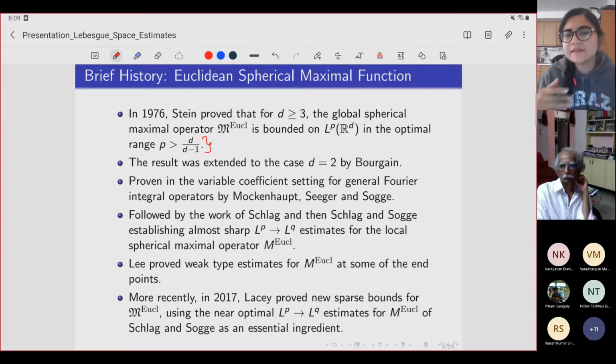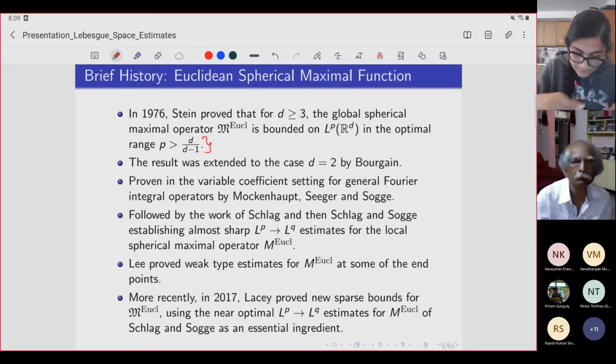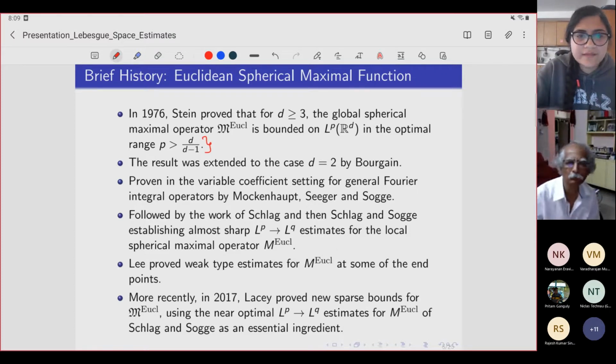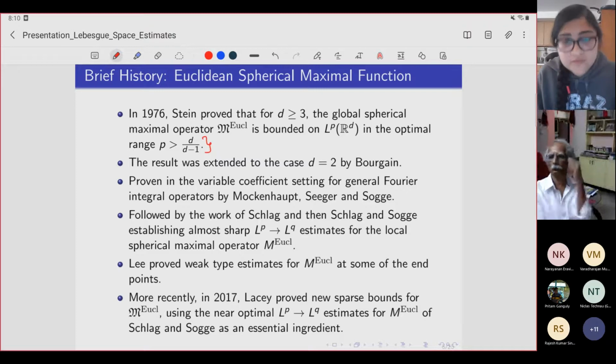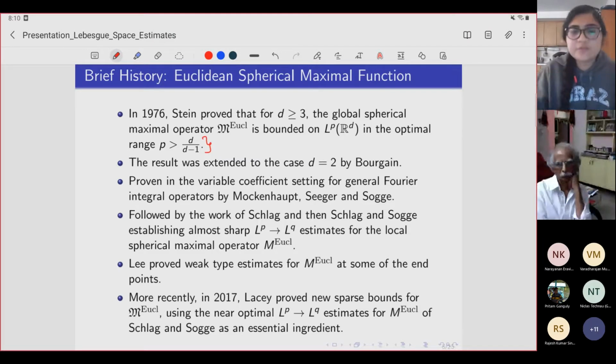All this happened in the late 90s basically, but then spherical maximal operators have come into prominence again, because more recently in 2017, Lacey proved some sparse bounds on the global maximal operator in the Euclidean case. And he used these near optimal L^p to L^q estimates for the local maximal operator as an essential ingredient to prove sparse bounds for the global Euclidean maximal operator. And using these sparse bounds, he was able to prove some new weighted inequalities. So that's why they've become interesting again.